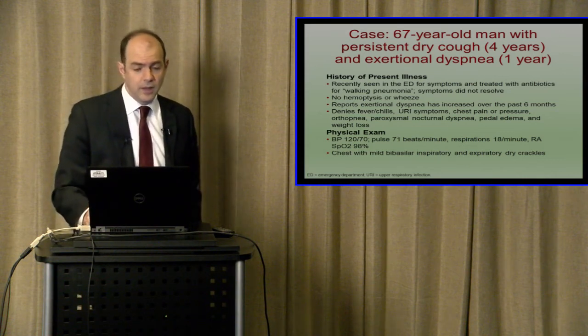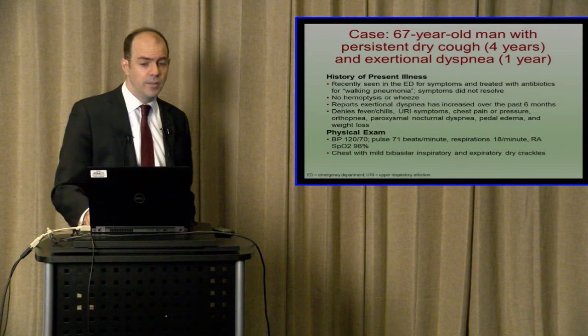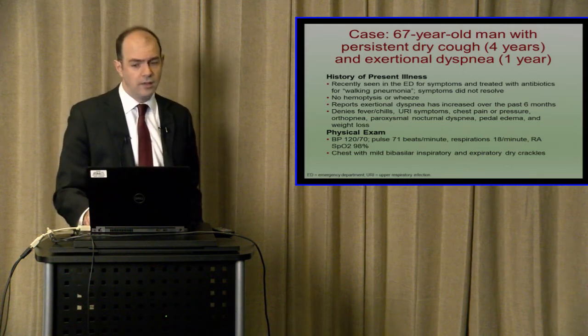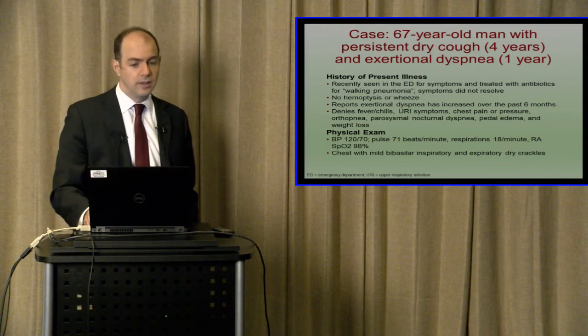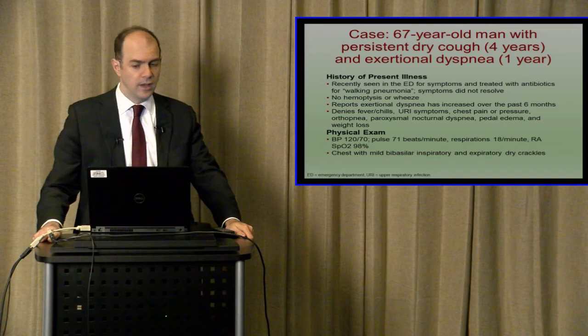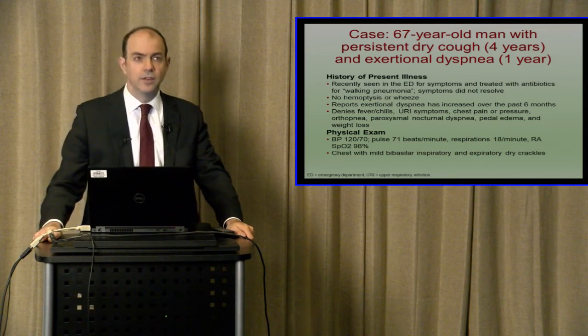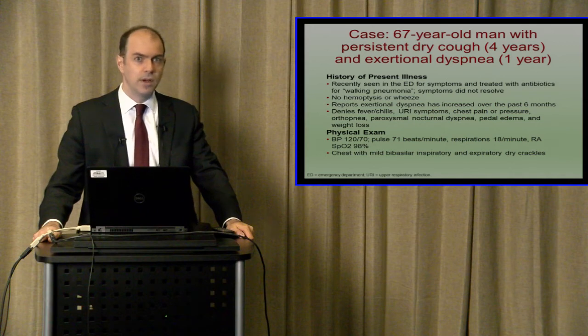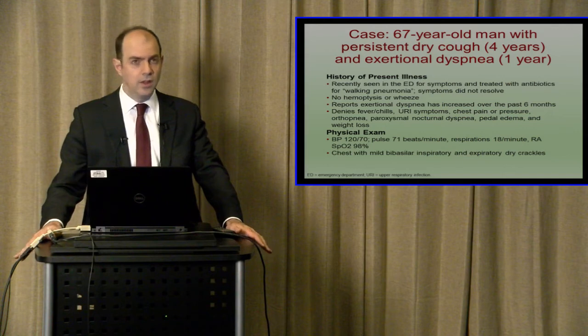So giving you a little bit of background and context, but it's much easier to understand this condition with a case. This is a 67-year-old man, and he presents with 4 years of persistent dry cough and 1 year of exertional dyspnea. He was recently seen in the ED for dyspnea, cough, and fever, and treated with antibiotics for walking pneumonia. The fever went away, but he's still coughing and short of breath. There's no hemoptysis or wheeze. He says this dyspnea that he's had for a year has really gotten worse over the past 6 months. And no other current symptoms.